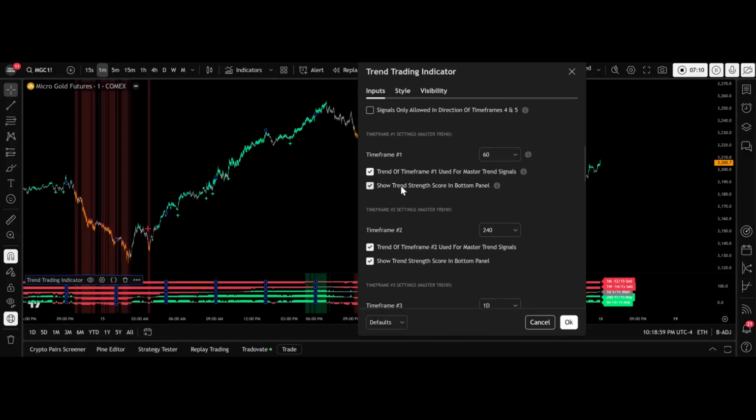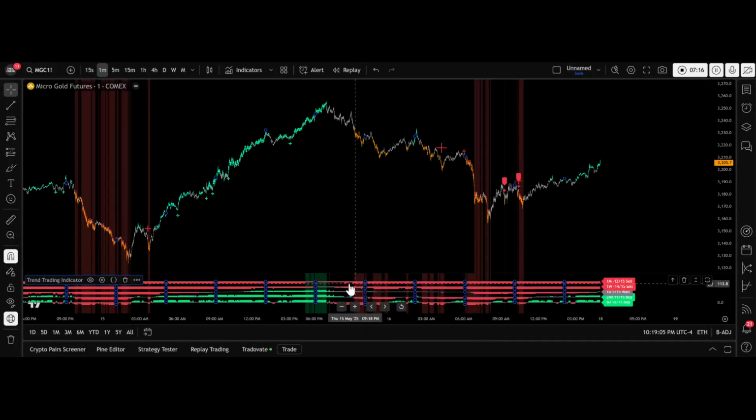This second box for all these time frames, show trend strength score in the bottom panel. So that's going to be these down here. It's going to show each different row with an overall bullish or bearish score that paints it across here. But it also gives you the score over here and tells you what time frame it is as well. And it's got these little label tags.